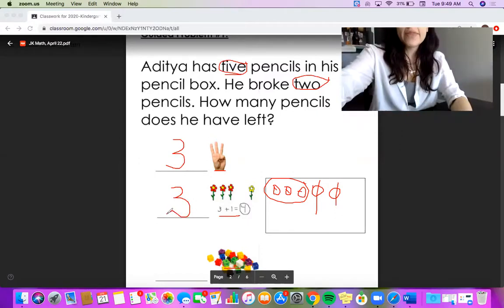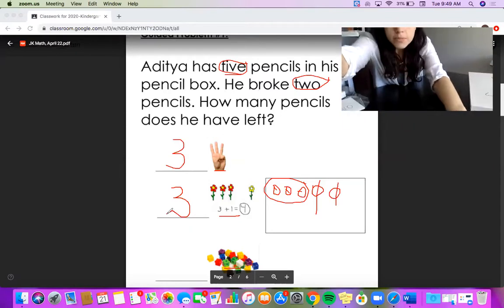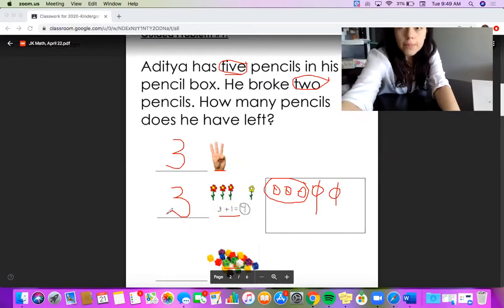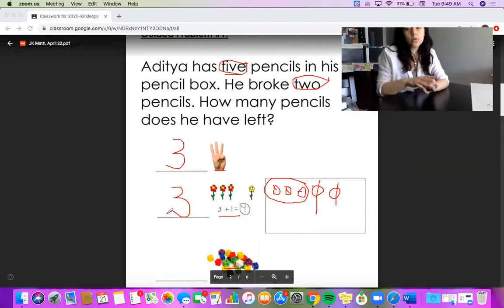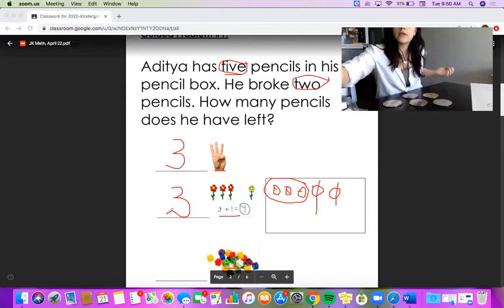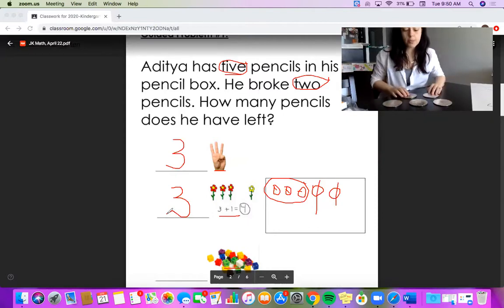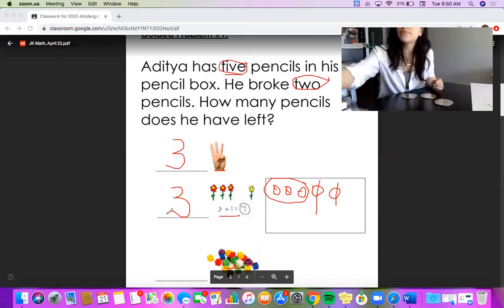Now the last one I have to solve for is with objects. So now I'm going to show that problem and I'm going to solve it at home with my objects. So I need to get 5 out for the 5 pencils Aditya had. 1, 2, 3, 4, 5. Here I have 5 coasters representing Aditya's 5 pencils. How many break? 2 break, so I take 1, 2 out.